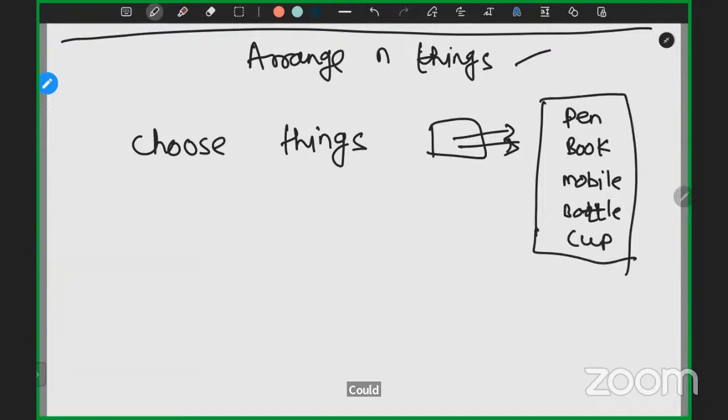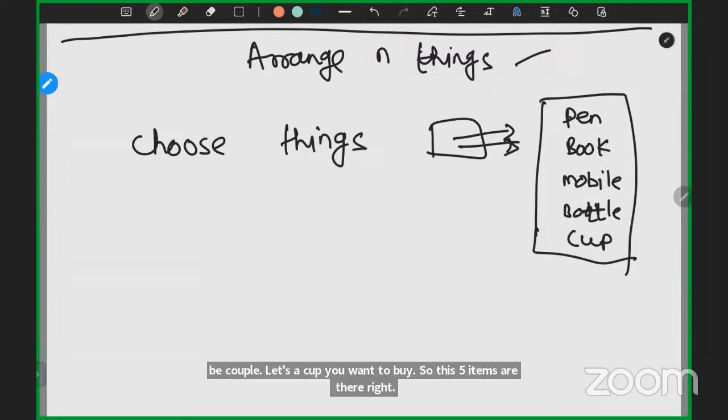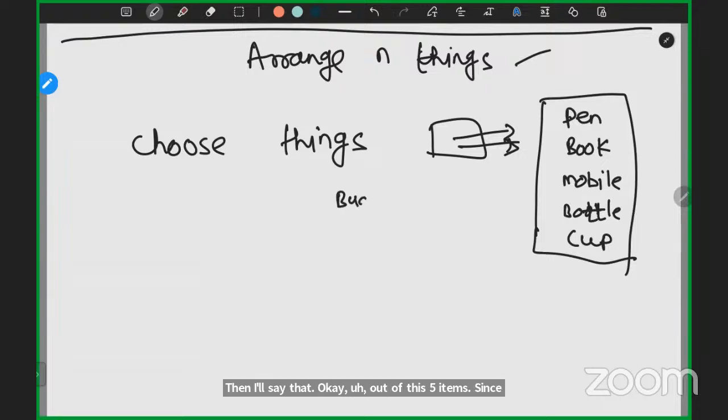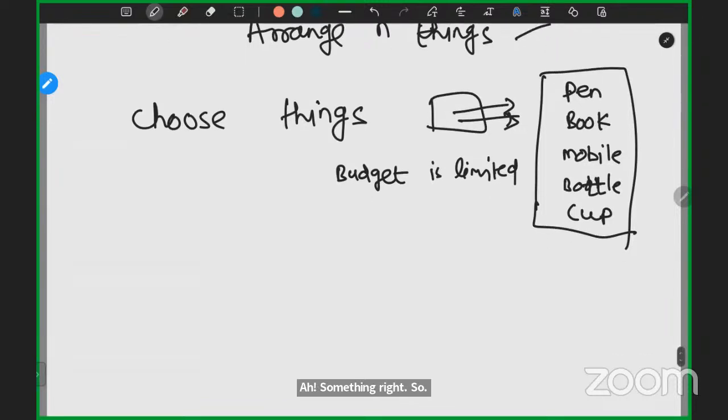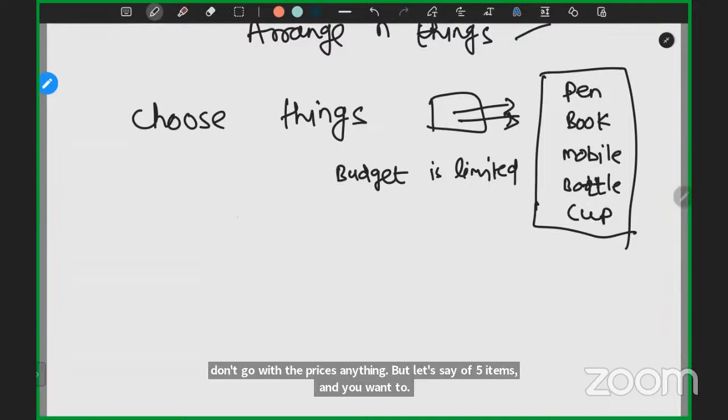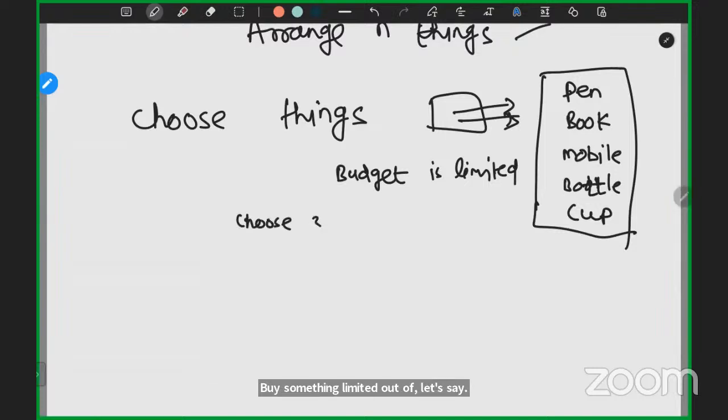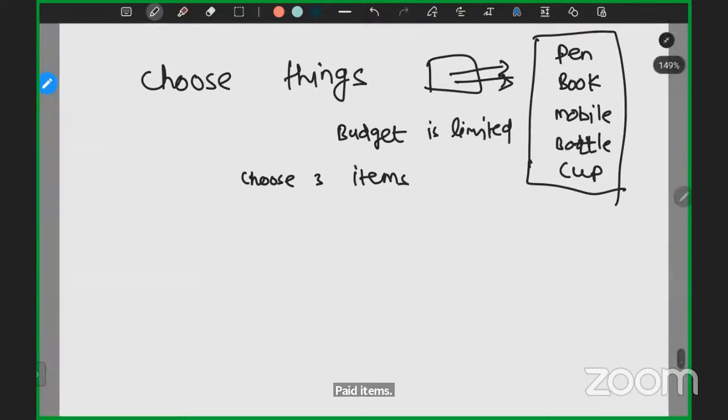Then I'll say that out of these 5 items, since your budget is limited, you can only buy 2 items. Don't go with the prices and anything, but let's say you have 5 items and you want to buy something limited out of it. Let's say choose 3 items. So how will you do choosing? That is called combination.